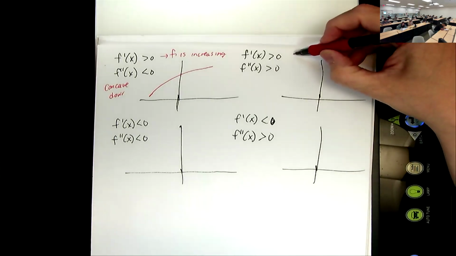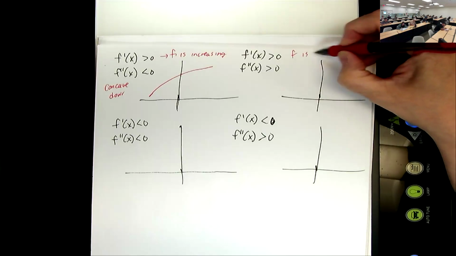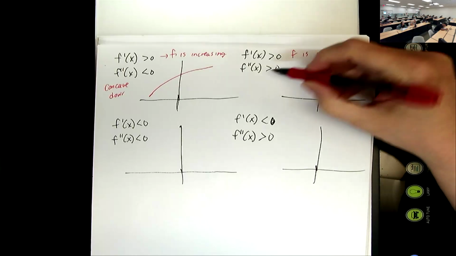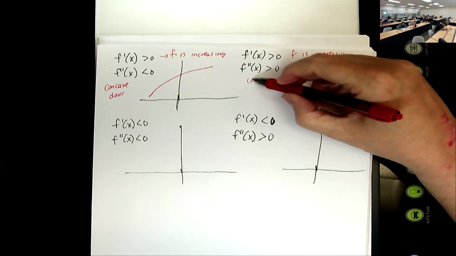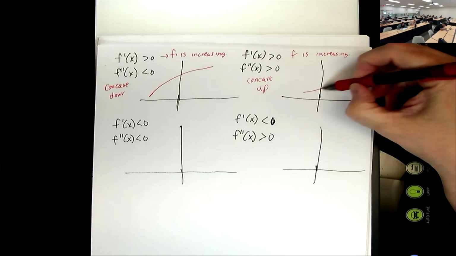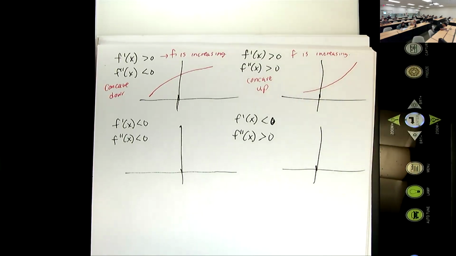And on this one, still f is increasing. So we're going up from left to right, but this says concave up. Which means we're curving up, we're getting steeper and steeper as we go.